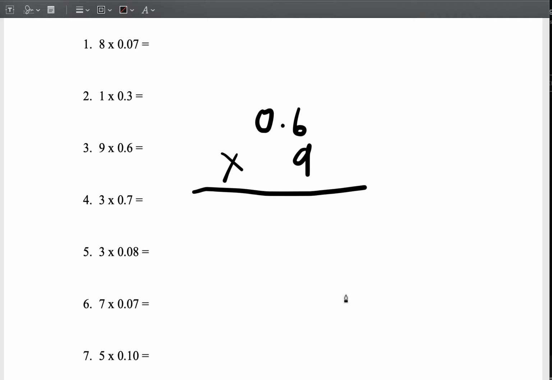So 9 times 6 is 54. So the 4 goes to the bottom, 5 goes to the top. And 0 times 9 is 0, plus 5 is 5. And when you multiply decimals, you have to see how many numbers are behind the decimal. So here in this case, there's only one number behind the decimal. So decimal goes behind one number. So the answer to number 3 is 5.4.